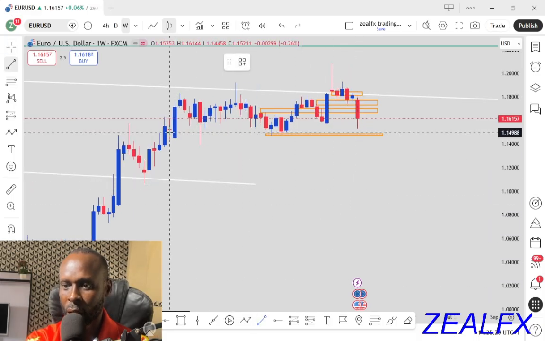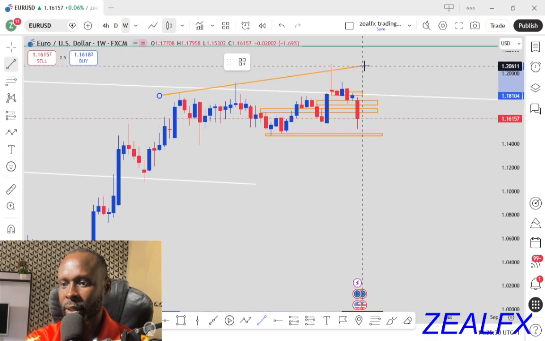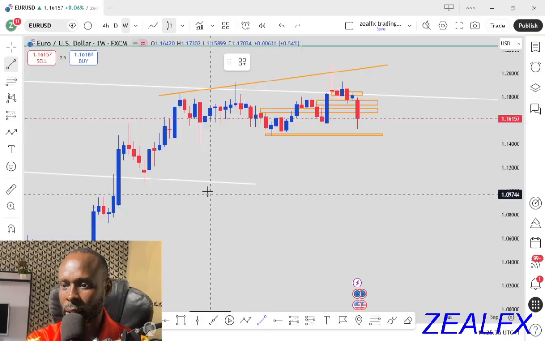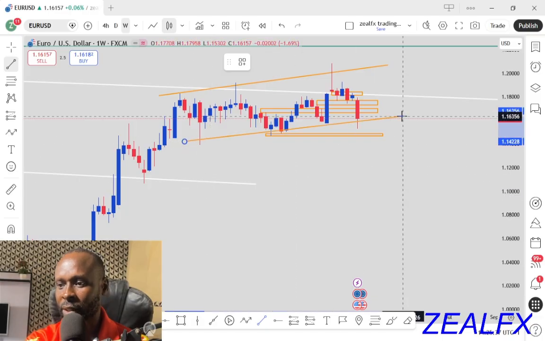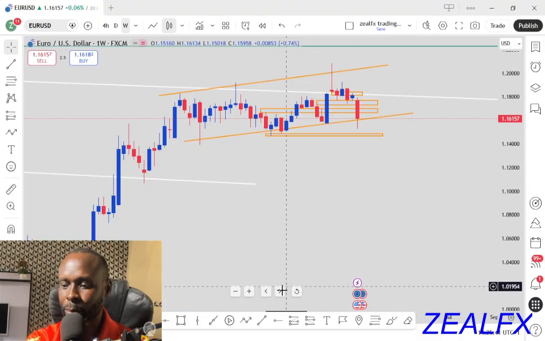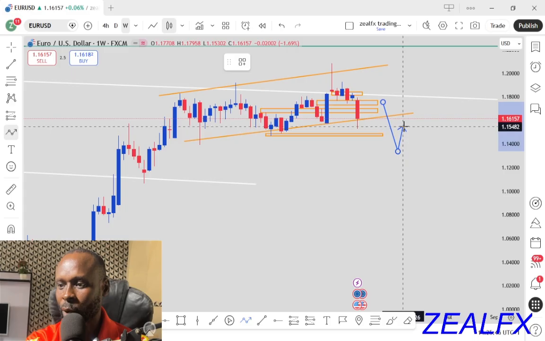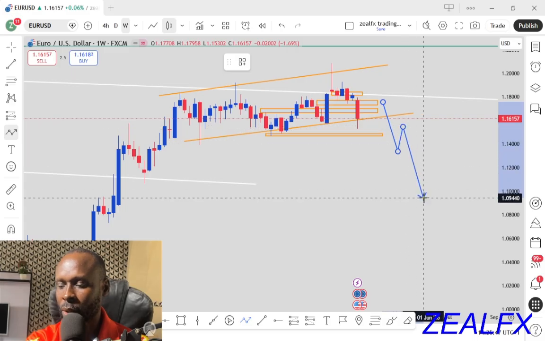So let's draw this trend line to connect the swing levels on the weekly chart. You can see we still have this sideways trend on the Euro USD. A break of price below this level, we can start looking for a major sell on the Euro USD.